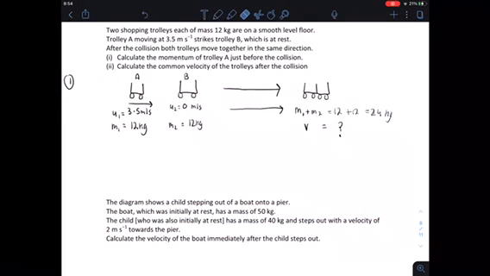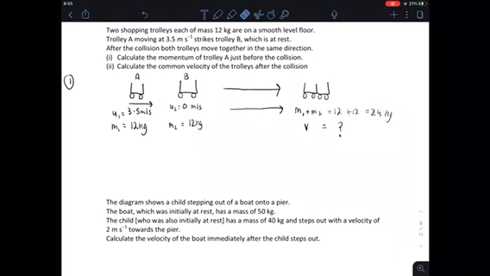Okay, in this question we're told that two shopping trolleys, each of mass 12 kg, are on a smooth level floor. Trolley A is moving at 3.5 meters per second and strikes trolley B, which is at rest. After the collision, both trolleys move together in the same direction. Part 1 asks us to find the momentum of trolley A before the collision, and part 2 asks us to calculate the common velocity after collision.